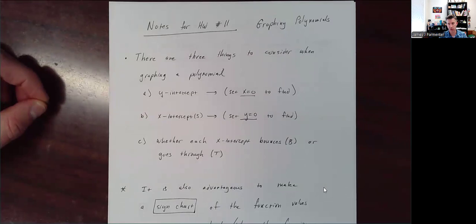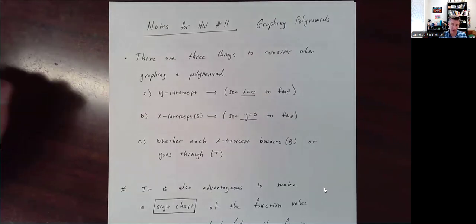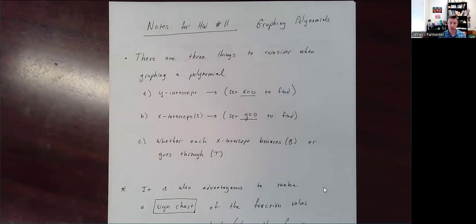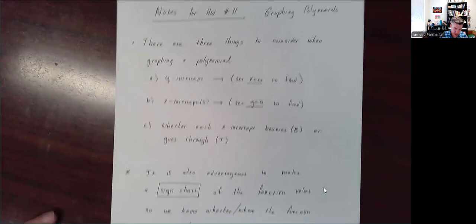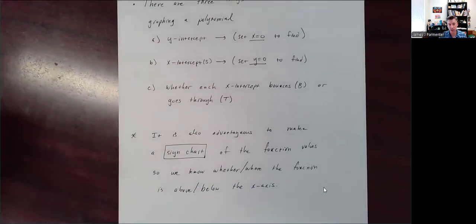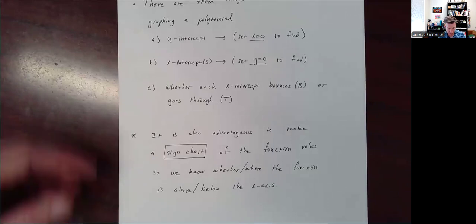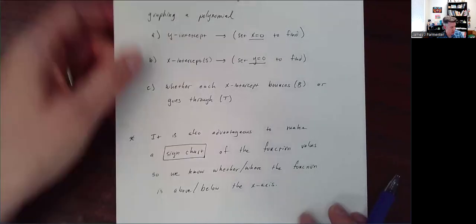And finally, or thirdly, we want to determine whether each x-intercept is going to bounce off the x-axis when we graph it, or we're going to go through the x-axis when we graph it. And I'll say after that, it's typically advantageous to make a sign chart of the function values. It's going to help us determine the bouncing or the going through, so we know whether or not the function is above or below the x-axis. And we'll do that in these next two examples.